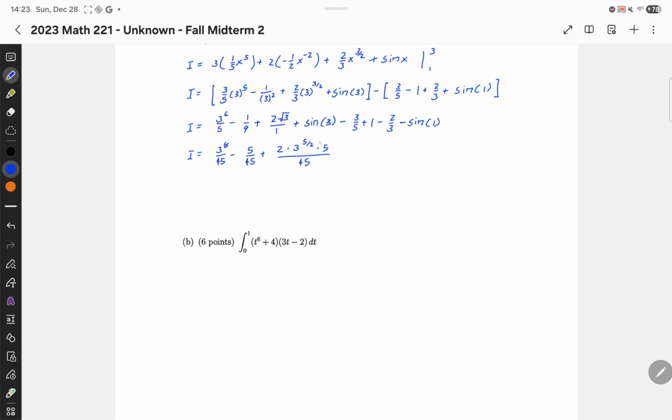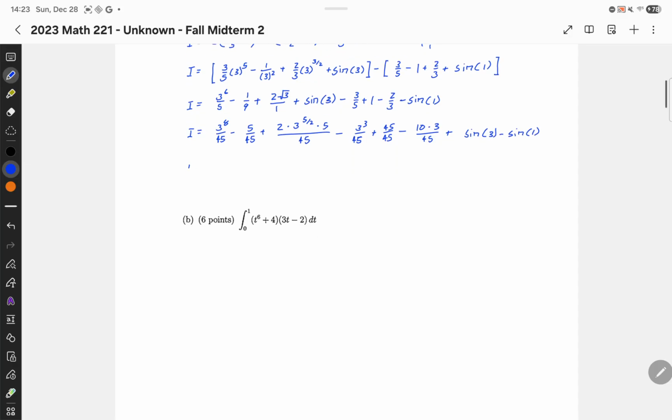And then next up, we are going to subtract 3 times 9 is going to be 3 to the 3rd over 45. Adding 1 is plus 45 over 45. And then subtracting, we're multiplying this by 15. So this will be 10 times 3 over 45. And then add sine of 3, subtract sine of 1.